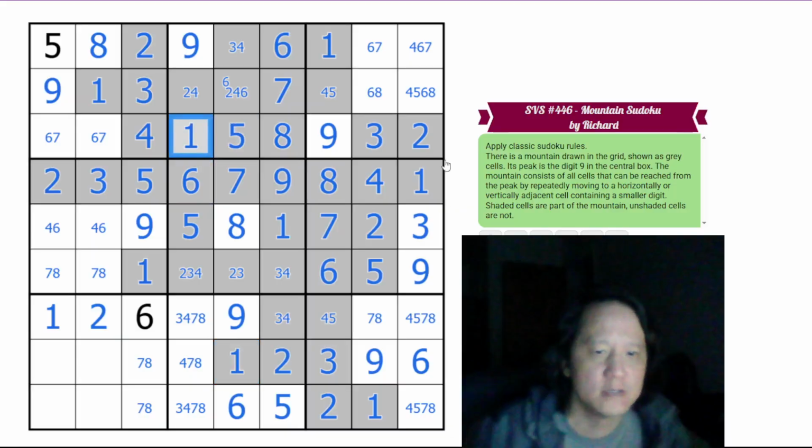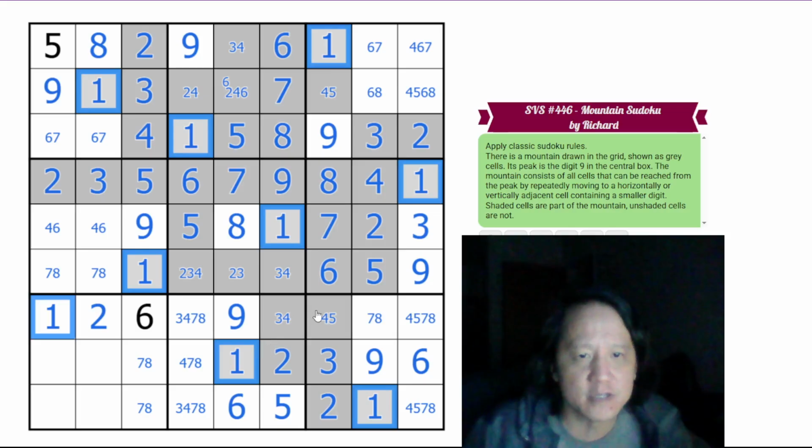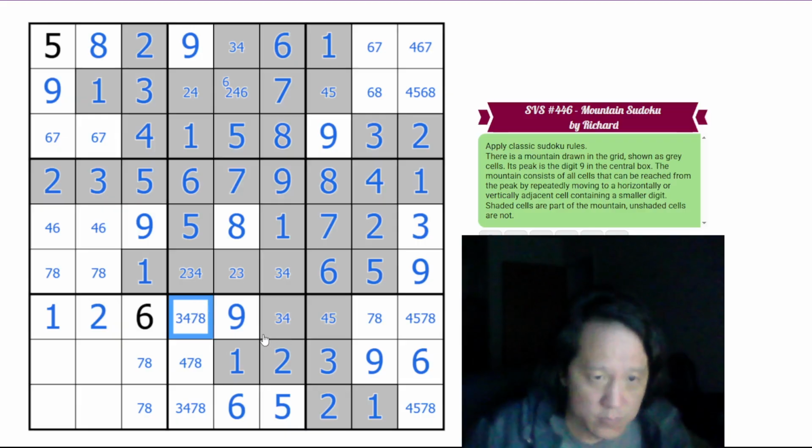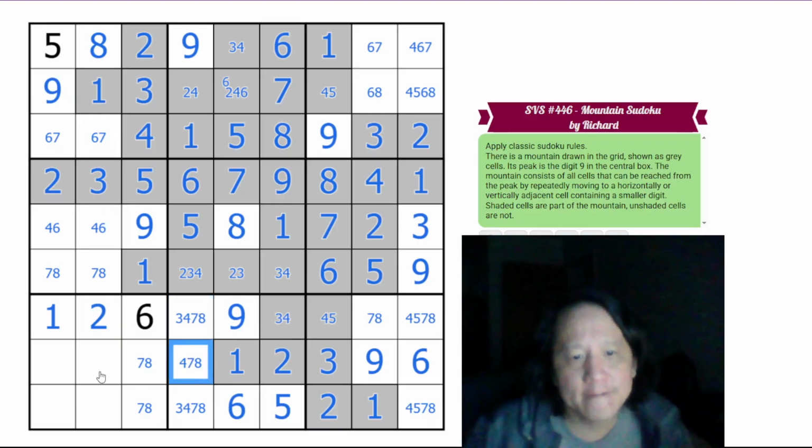That's 1. We have 9 ones now, right? 1, 2, 3, 4, 5, 6. We should have... Oh, we don't have 9 twos. Okay, remaining digits in row 8 are 4, 5, 7, 8.